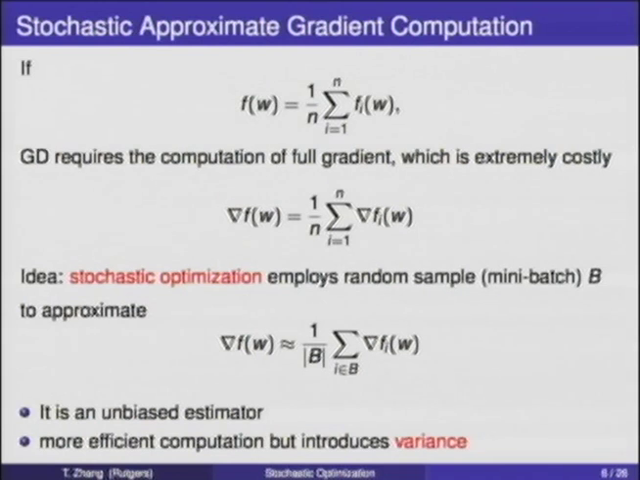And typically, when we do stochastic gradients, we just set the size of B to 1, but we can use a mini-batch, where the size of B is larger than 1. But this is the general idea. The idea is we want to use an approximation of the gradient.